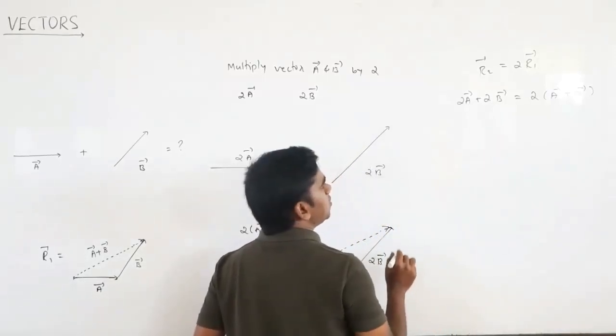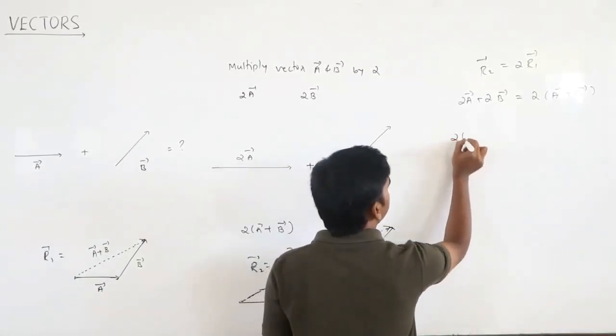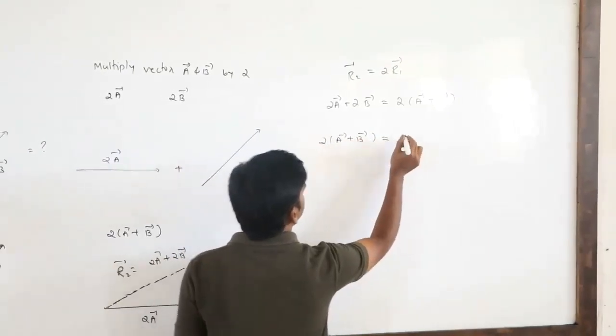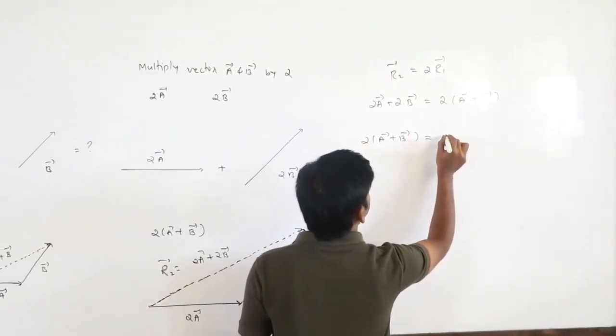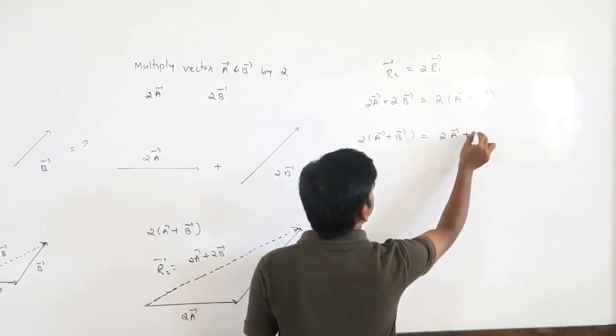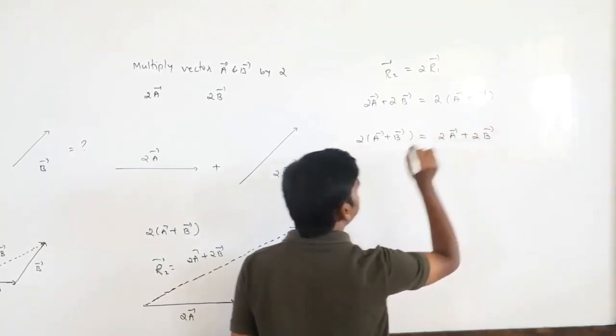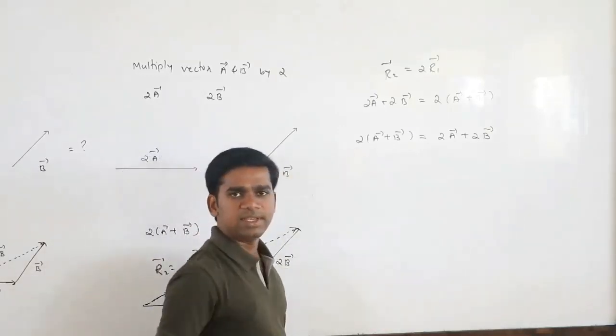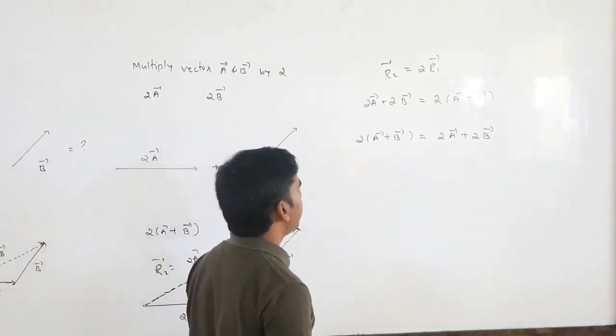Okay. So can I write something? 2 times (vector A plus B) is equal to what? I can write it as 2 times vector A plus 2 times vector B. Okay, so this is what I wanted. This is the next property of vector addition.